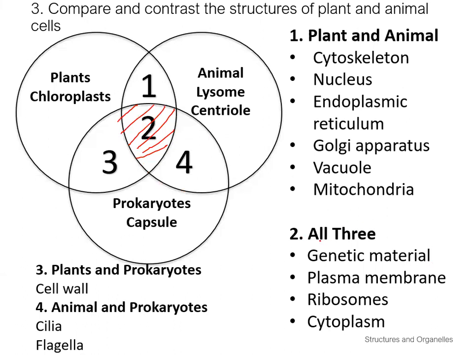So that's what that means. But if we look at question 4 here, that's just the animal eukaryotic cells and then the prokaryotic cells. What's the same between those, or cilia and flagella, between the animal and prokaryotic? 3, the cell wall, and so on and so forth. This is a prokaryotic capsule, sorry.